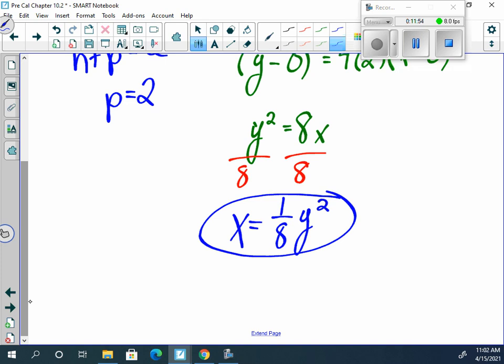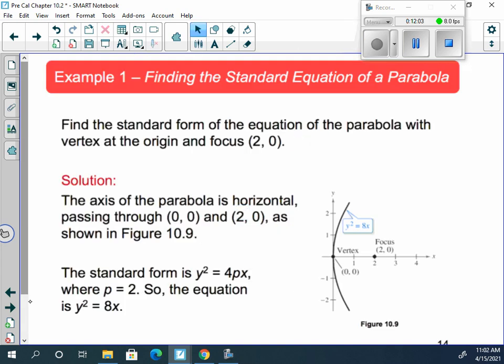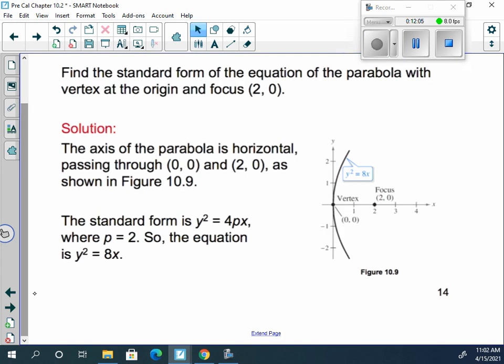Y squared. We kind of like having that number out in front of the variable instead of the variable in the numerator. So we get this here. That's how I would normally write it, but they're going to take x squared equals 8x. Or y squared equals 8x.